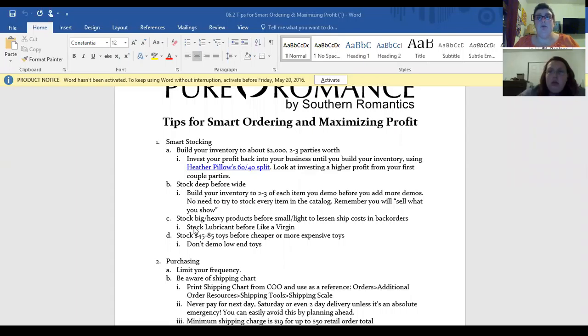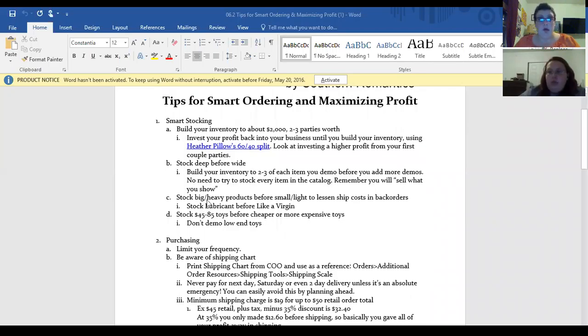Also stock deep before wide. So deep meaning get 6 coochies versus 1 of everything in the bath line. Have 2 to 3 of, say you're going to show coochie, have 2 or 3 of those with you before you add something else to your demo. No need to try to stock everything in the catalog. Remember, you sell what you show, and that is tried and true.